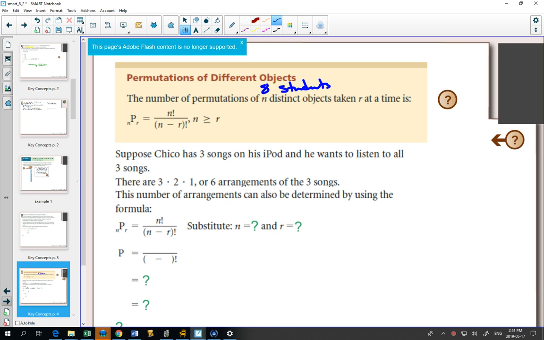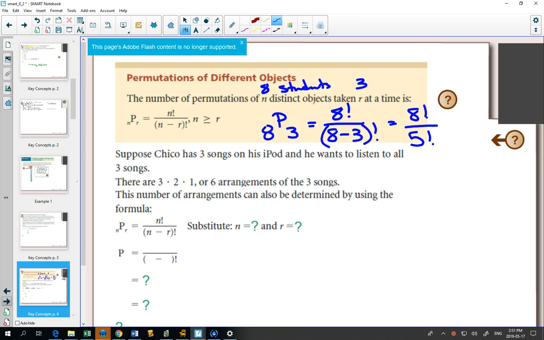In other words, in our example, we had 8 students, and we wanted to know how they could finish first, second, and third, taken 3 at a time. So the formula would be 8P3 would equal 8 factorial over 8 minus 3 factorial, which is 8 factorial over 5 factorial.